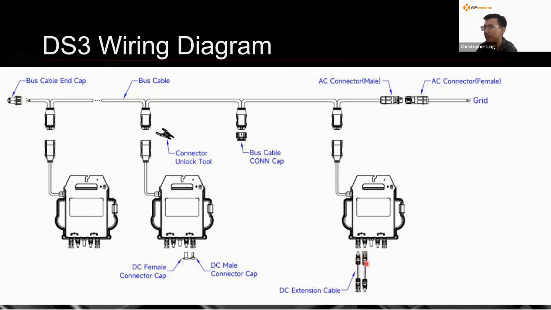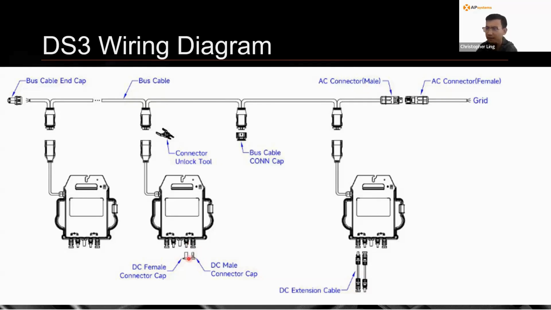But if you need to reach a panel that's a little bit further away, you can use DC extension cables that AP Systems carries, and I believe distribution, and I think Chargeflow must carry these DC extensions as well. But if not, you can also make the DC extensions yourselves to be able to reach the panels further.